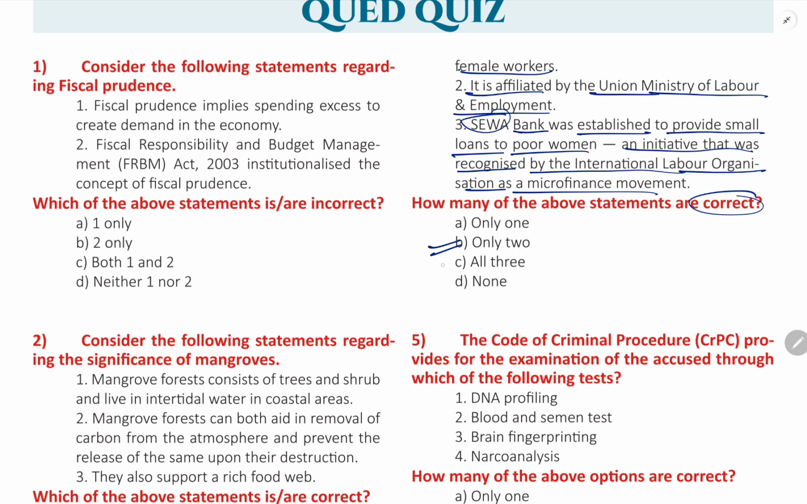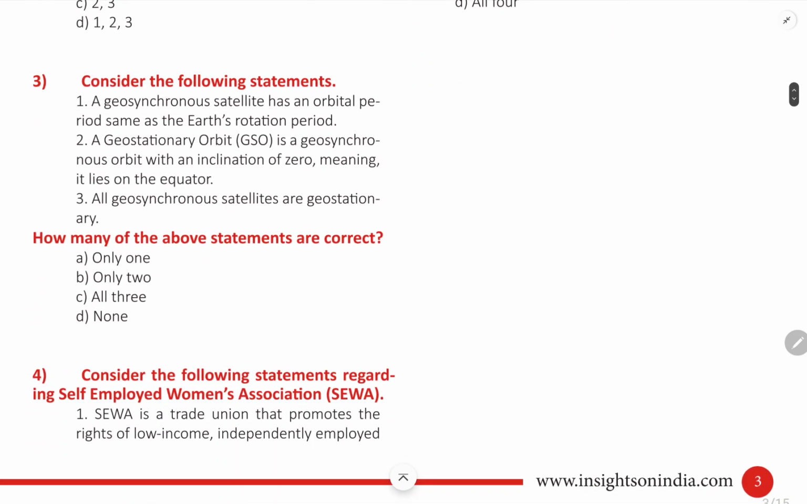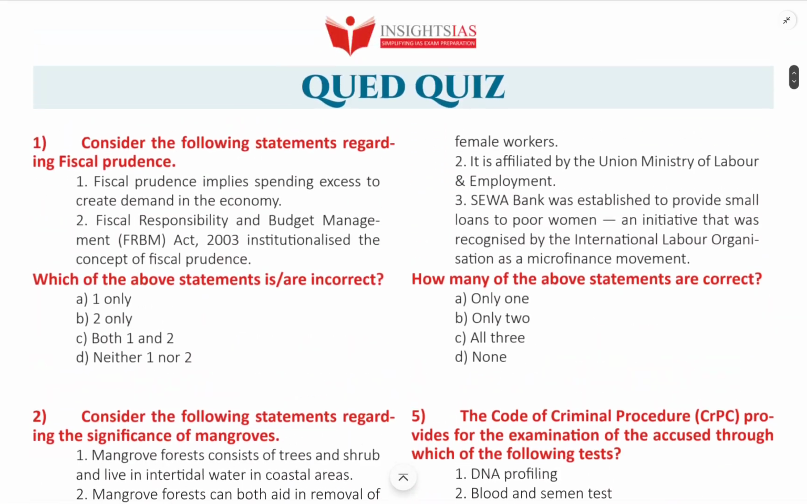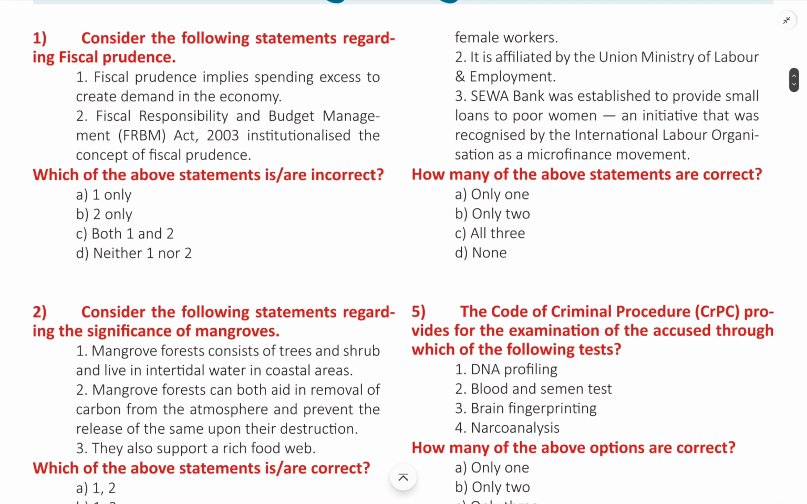That is, out of the given 3 statements, 2 are correct. The first statement is correct, that it is a trade union that promotes the rights of low-income independently employed female workers. The second statement is incorrect because it is not affiliated to the Union Labour and Employment Ministry. Rather, it was set up in the year 1972 by Ela Bhatt. So basically this you should know.